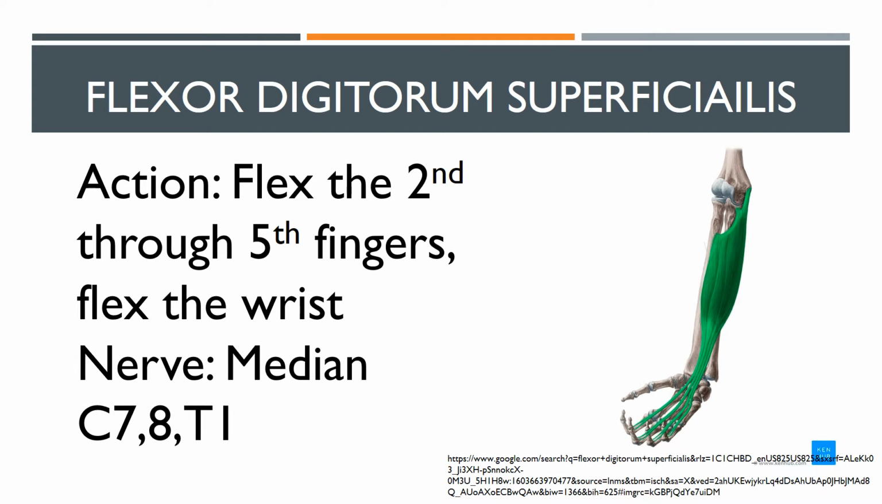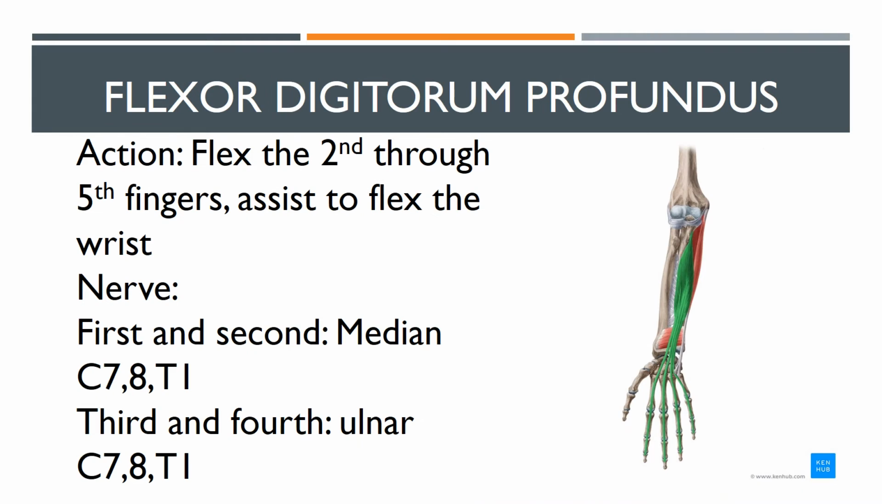Flexor digitorum superficialis flexes the second through fifth fingers. It also flexes the wrist. The nerve is median C7, 8, and T1. Flexor digitorum profundus flexes second through fifth fingers. It also flexes the wrist. The nerve for the first and second is median C7, 8, and T1, and third and fourth is ulnar C7, 8, and T1.